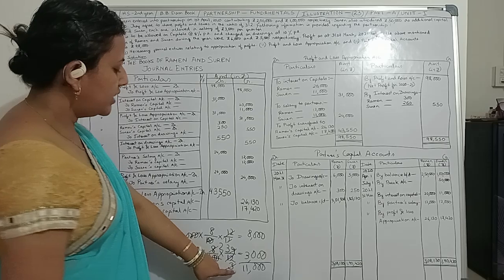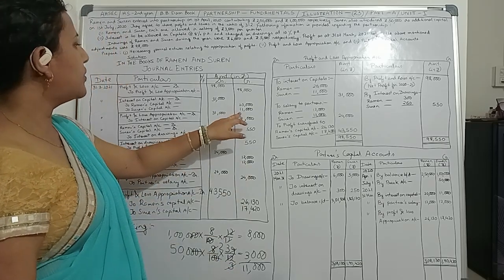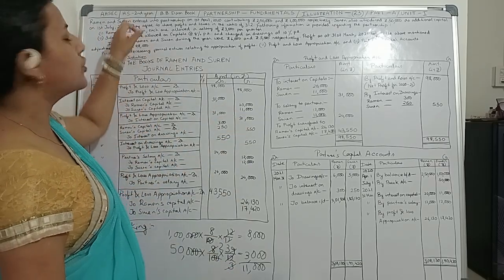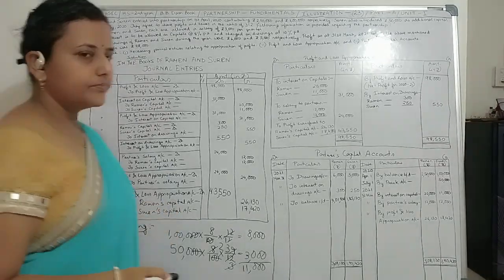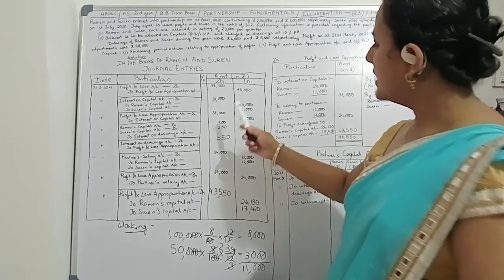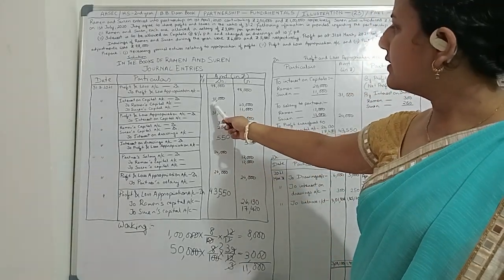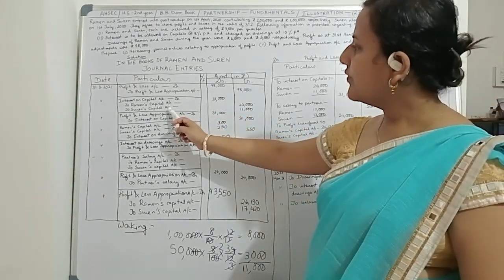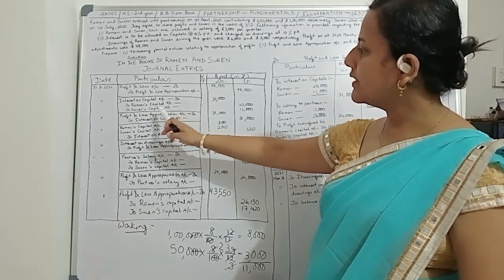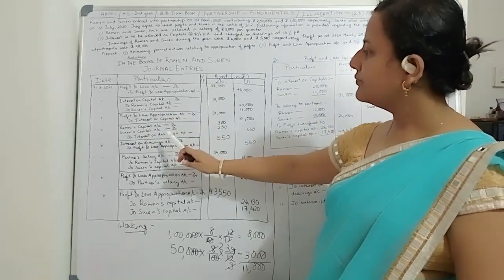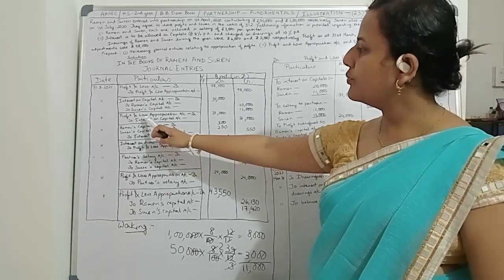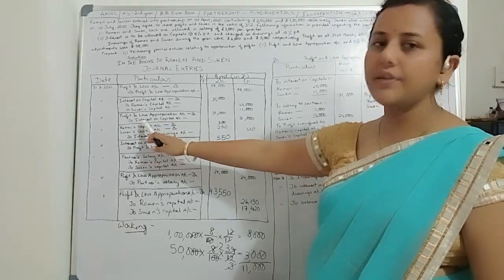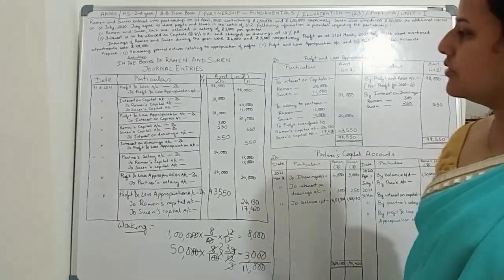Okay. So 11,000 is the total amount of interest on capital for Suren. Got it? Then you see this amount of interest, that is 31,000, will be credited to Ramesh's capital account and Suren's capital account. Then it will be transferred to the profit and loss appropriation account. Profit and loss appropriation account debited to interest on capital account.